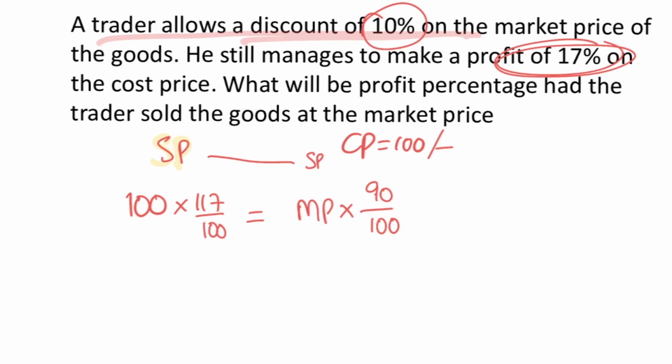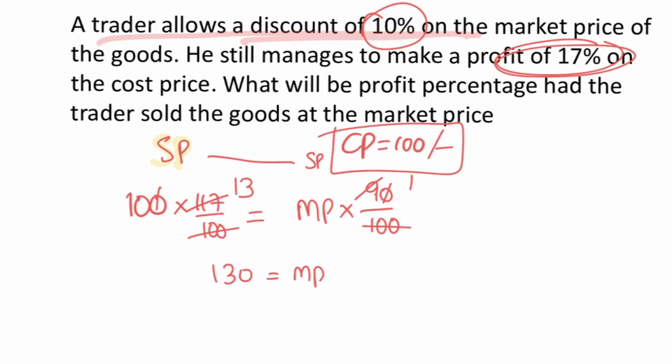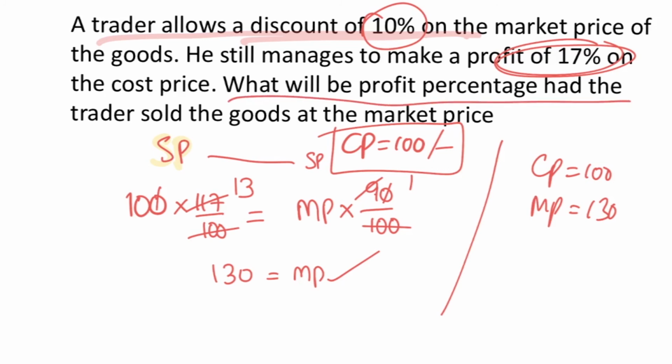On cancelling, 100 cancel, 0 cancel, 9 ones 9, 9 13s are 117... so market price is 130 rupees. If we assume cost price as 100, then market price must be 130. That is what we identified. If you see the last sentence, what will be the profit percent had the trader sold the goods at market price? Had the trader sold the goods at market price of 130 rupees, he is making how much percent? 30% profit would have been made.